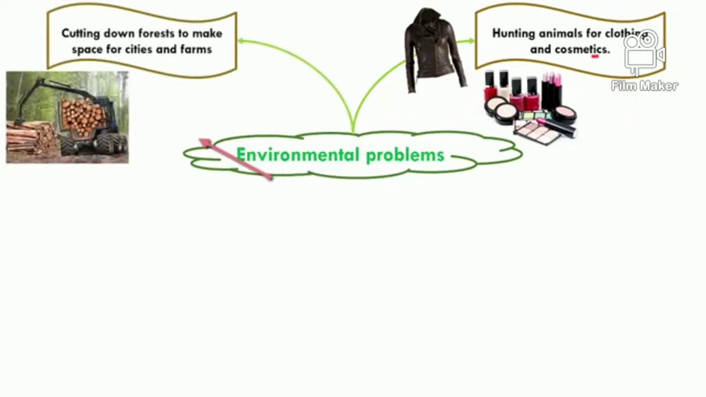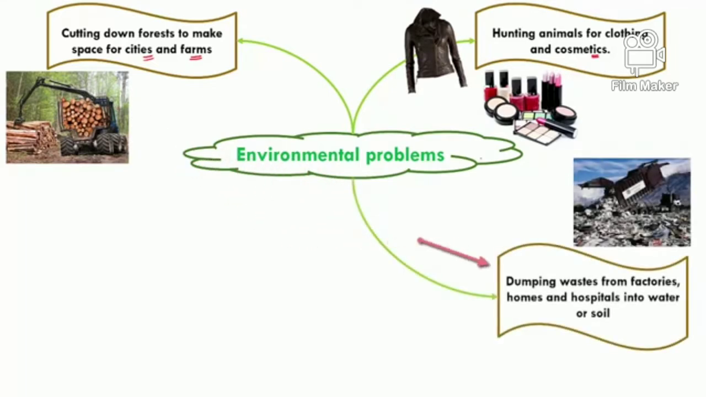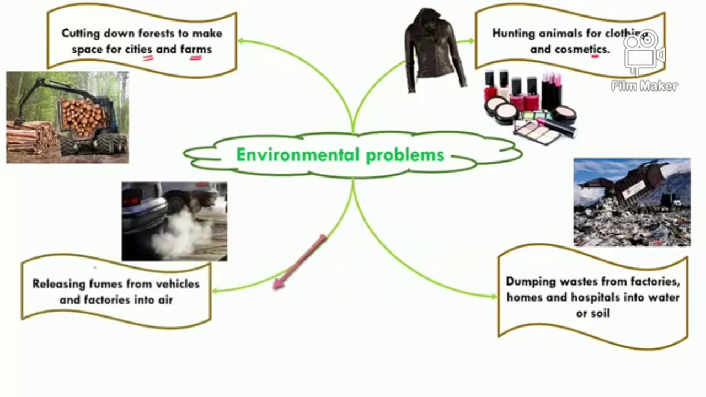The next one is we are cutting down trees and forests to make space for our cities and for our farms, which you know is not fair. The third one is that we are dumping waste from factories, homes, and hospitals into water or soil. This again is not something that is very nice. We are polluting our environment. And the last one, if you see, we as human beings are releasing fumes from our vehicles and from factories into the air, and we're polluting the air. This again is another environmental problem.